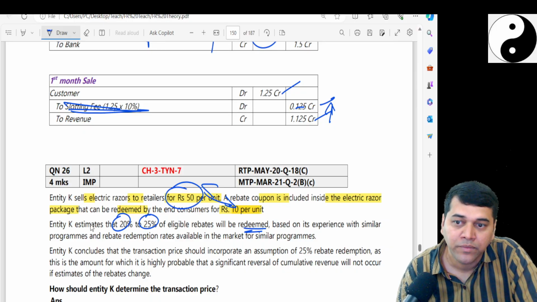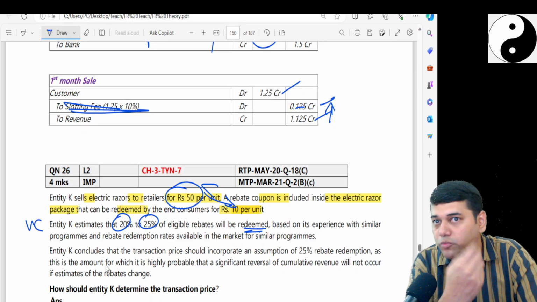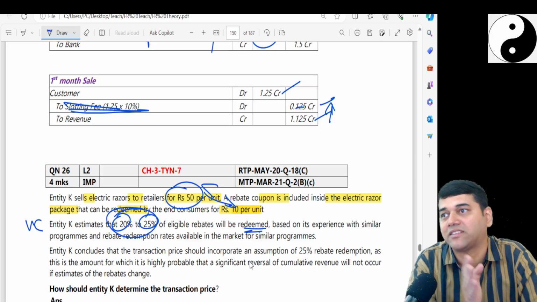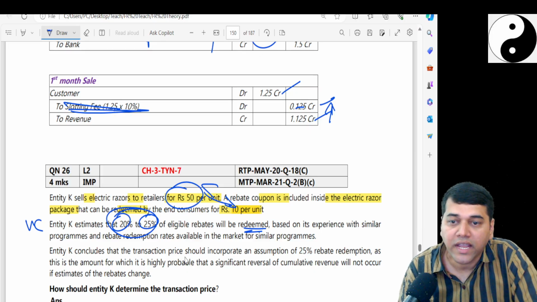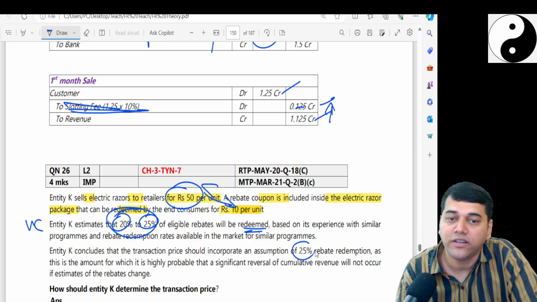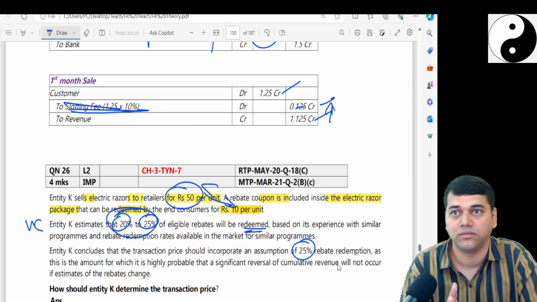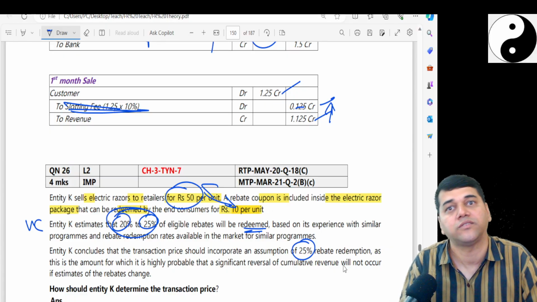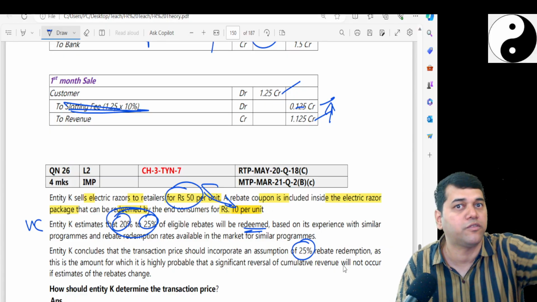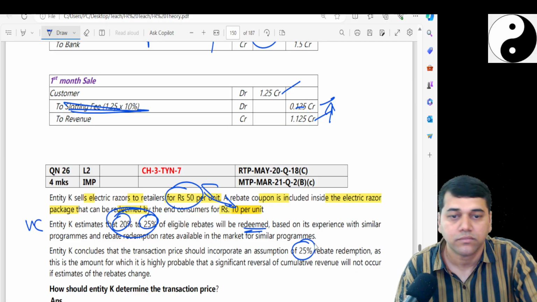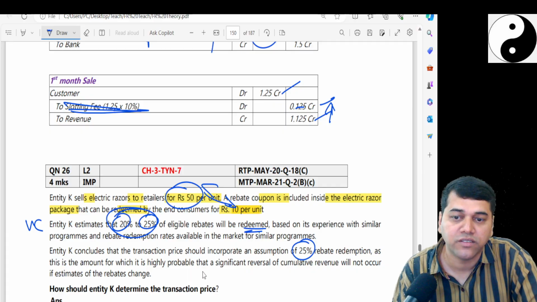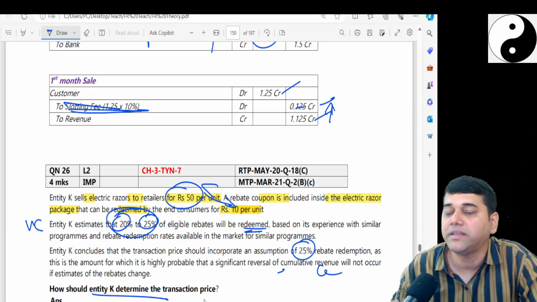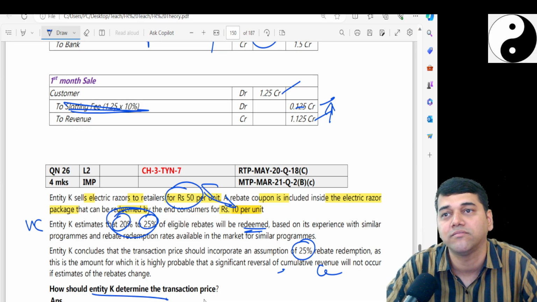That's why, since it becomes a variable consideration because you may have to pay something, they estimated 20 to 25% may come back and ask for money. Now K concluded that the transaction price should include 25% as the best assumption. That means right now, the day I sell, I cannot recognize revenue for the full 100%, because 25% of the people may come and ask for my money. This is an amount for which it is highly probable that a significant reversal will not occur. How should you determine the transaction price? What is my transaction price here?